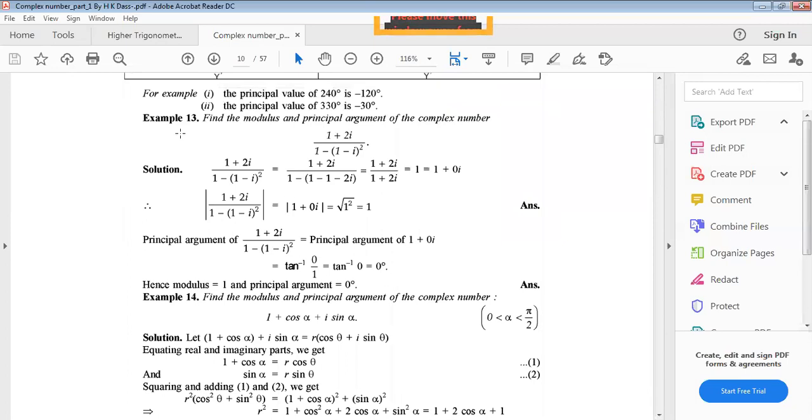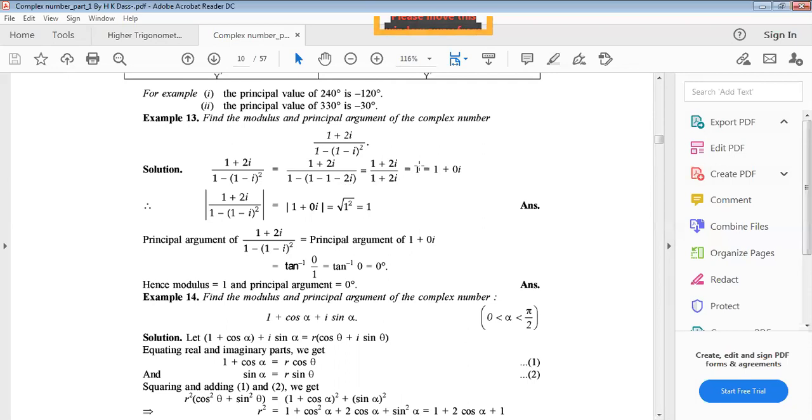Now from example 13, find the modulus and principal argument of the complex number. How will we get the modulus and principal argument of this complex number? The given complex number can be written as (1 plus 2i) divided by (1 minus i) whole square. Using the (a minus b) whole square formula, a square minus 2ab plus b square, we get (1 plus 2i) divided by (1 minus 2i).